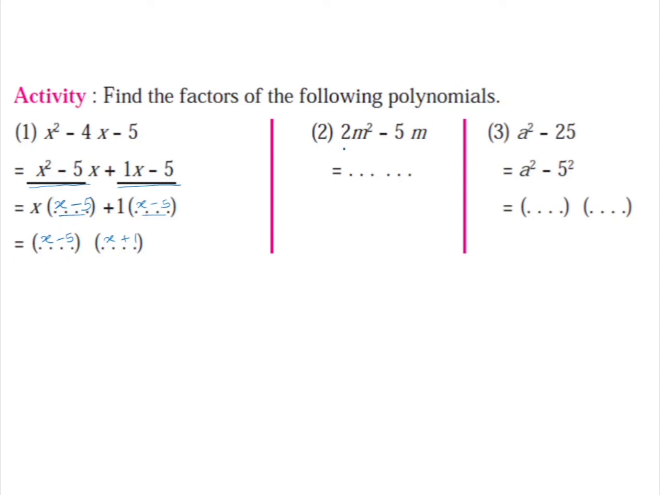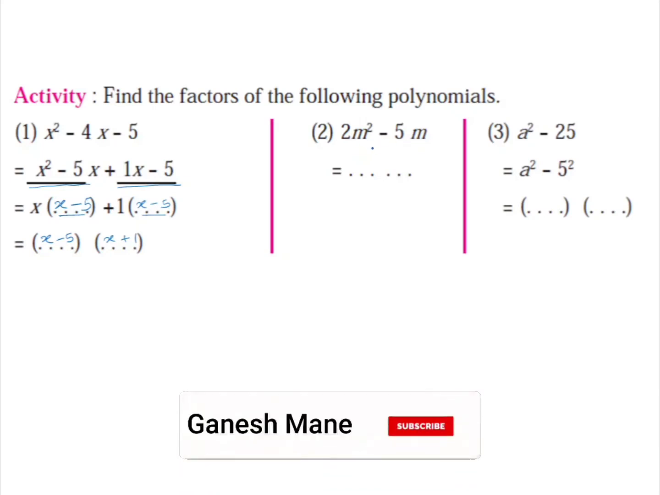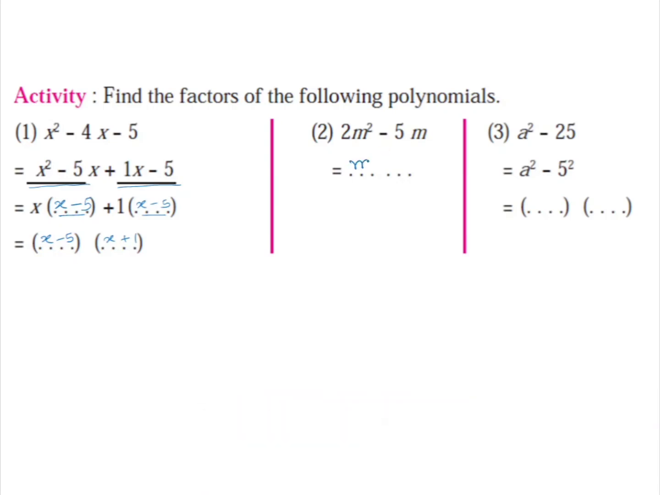The second polynomial is 2m square minus 5m. It has only two terms as it is a binomial. From both of these two terms, m can be taken common. If m is taken common from 2m square, in the bracket we should have 2m, and from 5m, m is taken common, so in the bracket we should have just 5. So these are the two factors, that is m into 2m minus 5. These are the two factors of the given polynomial.